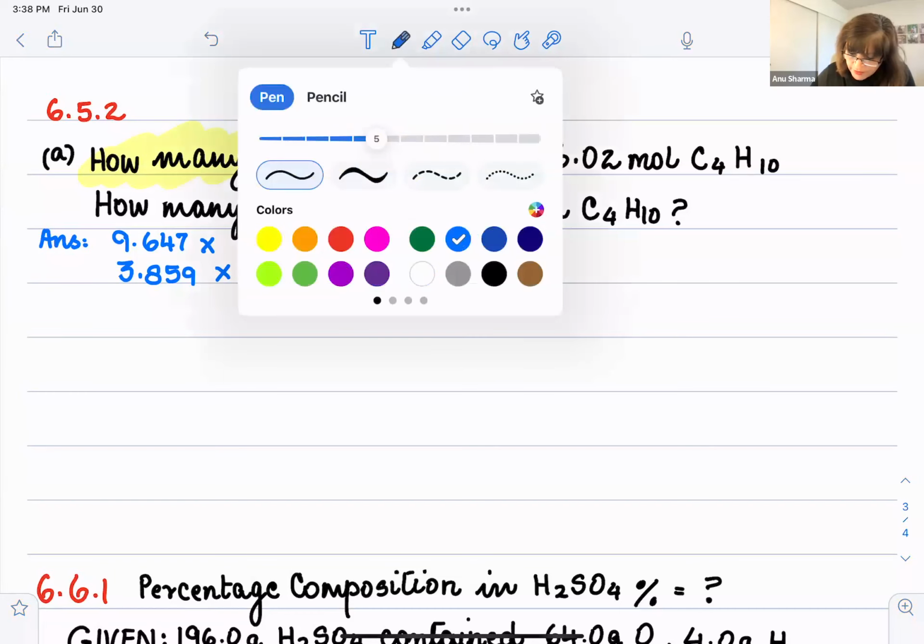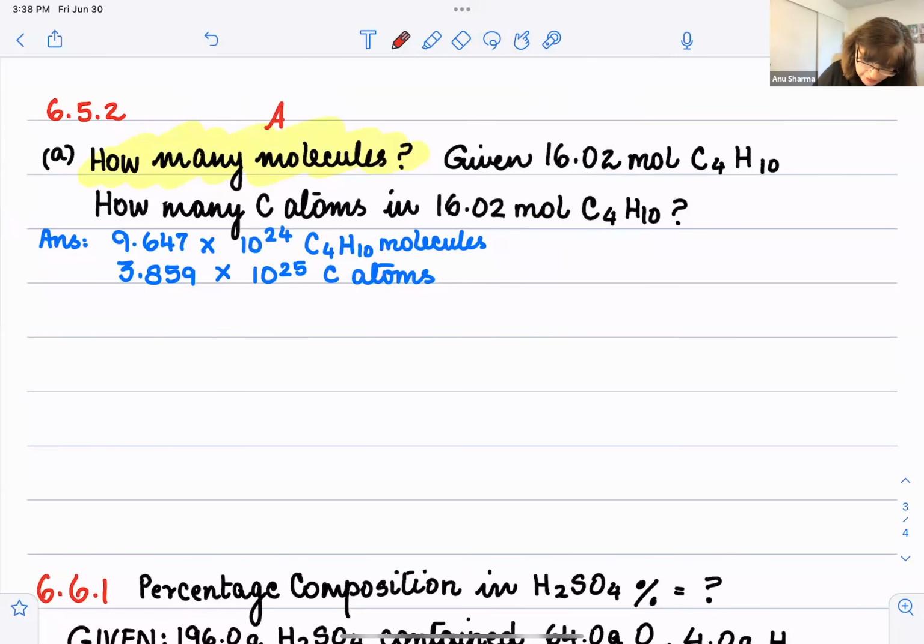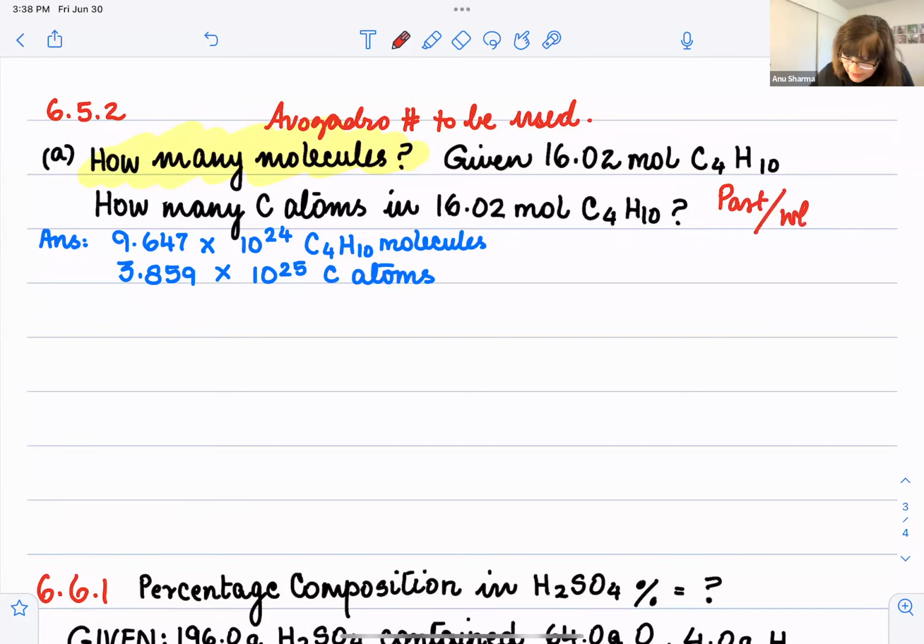So this is a clue that Avogadro's number is going to be used. So that is one piece. Next is how many carbon atoms. So that is the number of carbon atoms in it, like a small part of a big whole. Okay, so that type of problem. All right, let's do this.